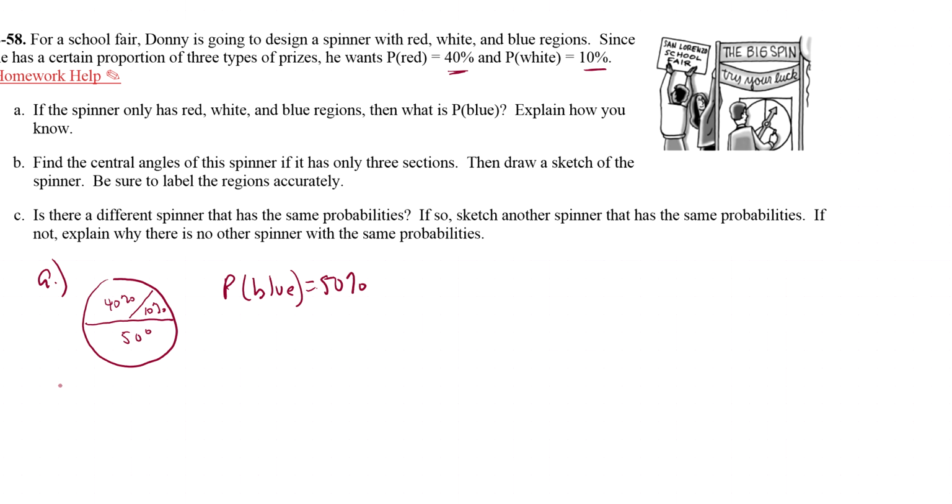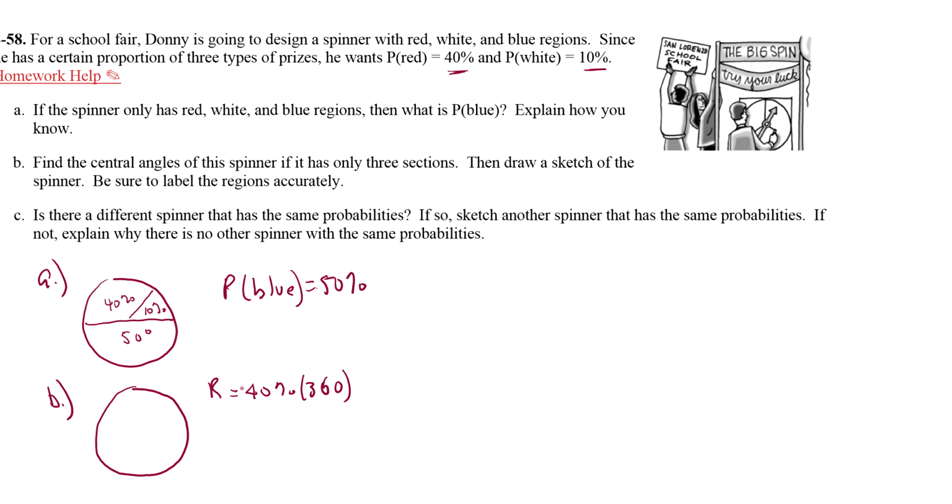For B, it says find the central angles of this spinner if it has three sections. Then draw a sketch of the spinner. Be sure to label the regions accurately. Okay, so we're going to make a sketch, and we know that we're going to have 40% of 360, which is going to be red.